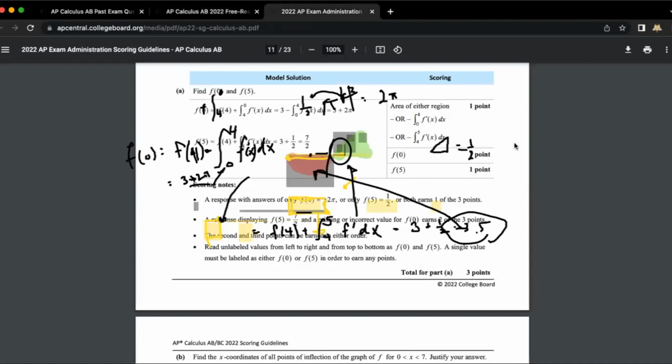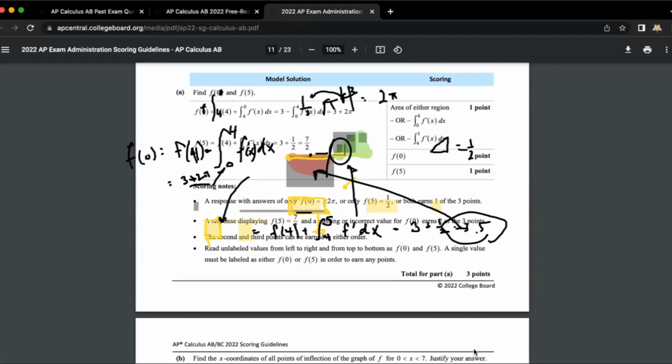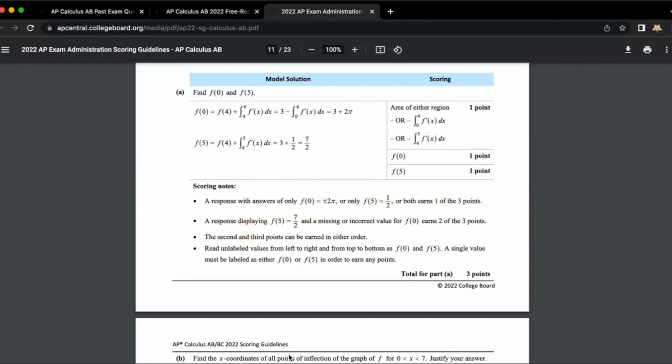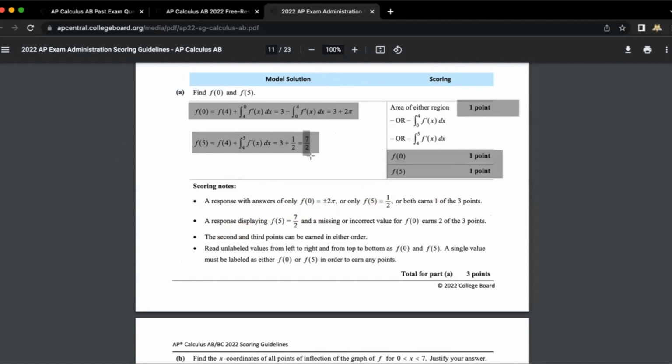Okay. So in here, what we have is the equation for both of them. That's worth a point. And finding the value, this 3.5 or 7 over 2, and the 3 plus 2 pi, which we both have. Okay. Total for this is 3 total points.